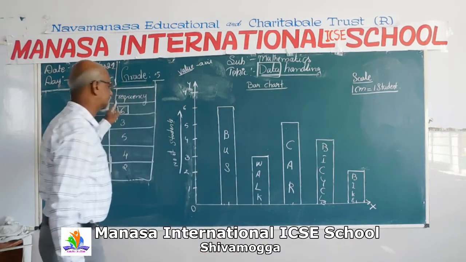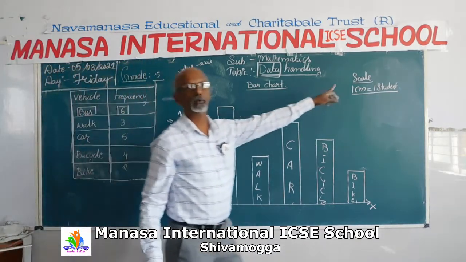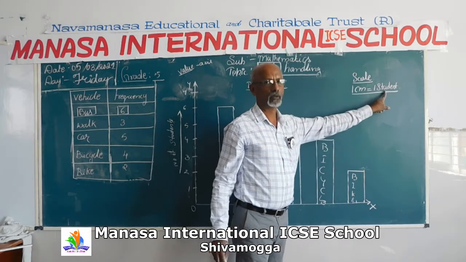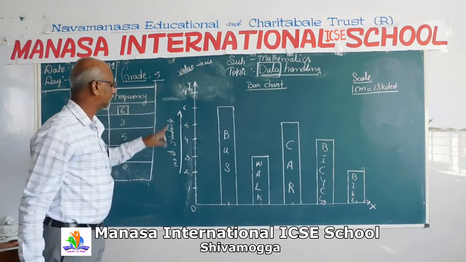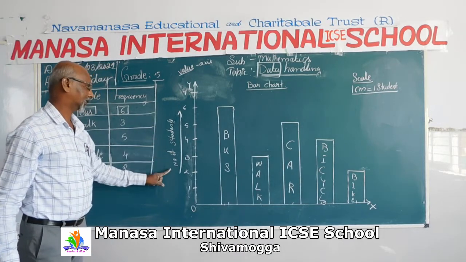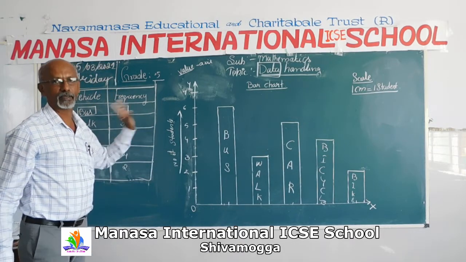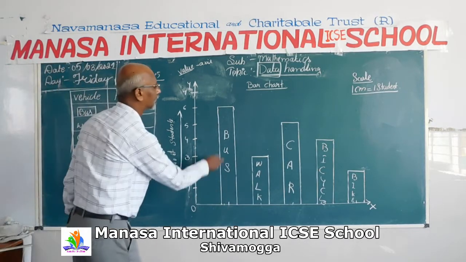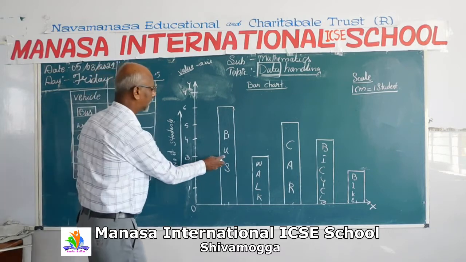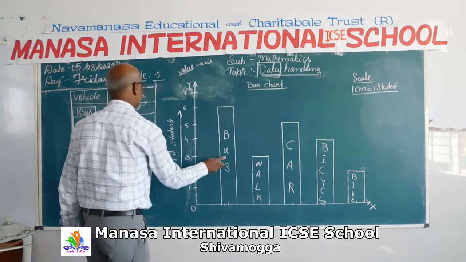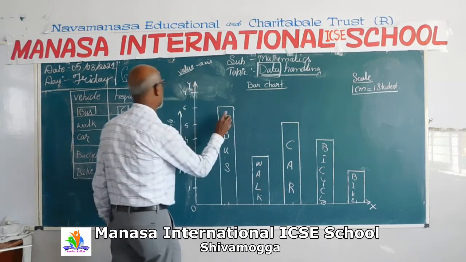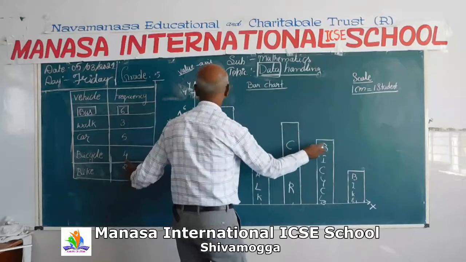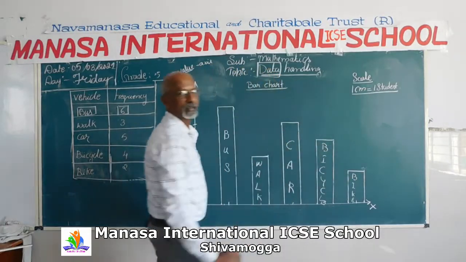Depending upon the data present in the table, we should choose the scale. That I explained previously. So 1 centimeter is equal to 1 student. This y-axis we can call the value axis. It represents the number of persons. Now, by seeing this table, we should draw like this. This represents bus. How many centimeters? 6 centimeters, 3 centimeters, 5 centimeters, 4 centimeters, 2 centimeters.